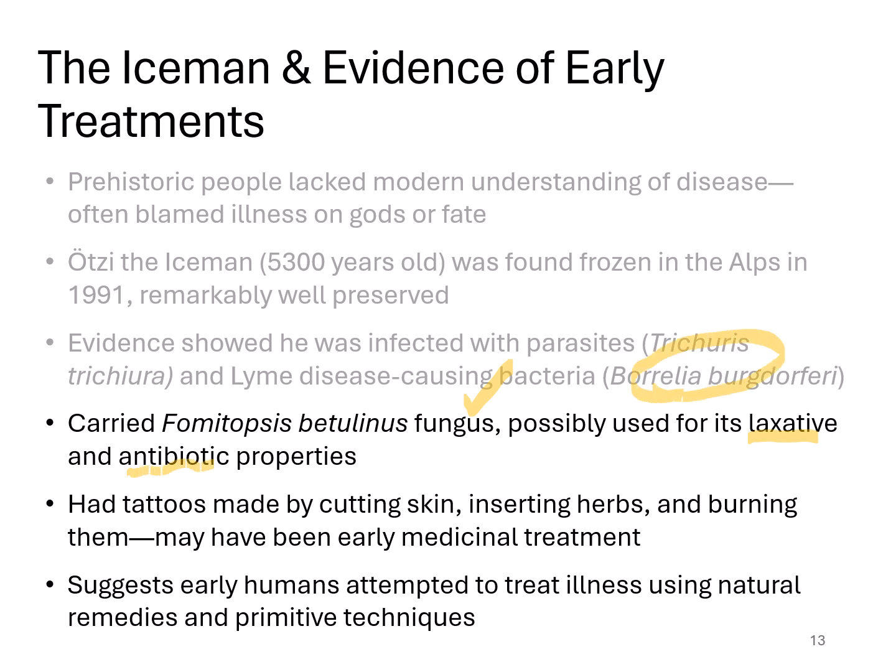He also had these tattoos on his skin that appeared to have been made by cutting incisions in his skin and filling them with different herbs and then burning them. So maybe that was some kind of early medicinal treatment. So this is just one example of evidence that humans have probably been trying to treat illness using these different natural remedies that might have scientific evidence behind them, as we now know today, but using these early or primitive techniques.